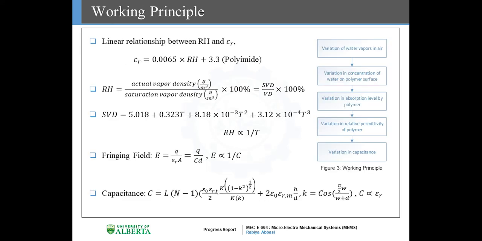In this slide, you can actually see the standard working principle along with mathematical equations responsible for behavior of capacitive humidity sensor. Variation in relative humidity due to temperature affects relative permittivity of polymer and electric flux. As a result, change in capacitance occurs. You can see the formula for the capacitance. This capacitance formula is basically for interdigitated electrodes.